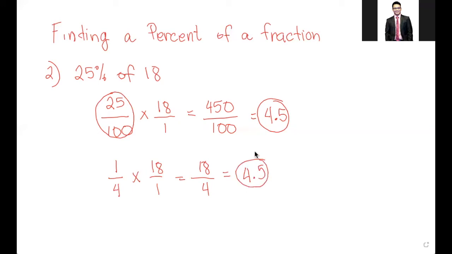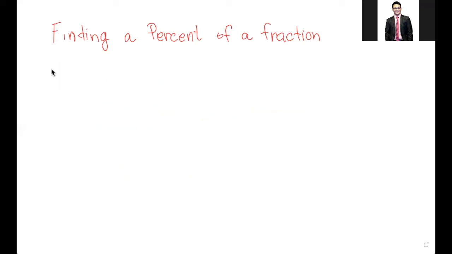And again, you can also do the decimal form of 25%, which is 25 hundredths or 0.25, and just multiply it to 18 to get the same answer. For our last example, let's have example number 3. Example number 3 is 65% of 16.